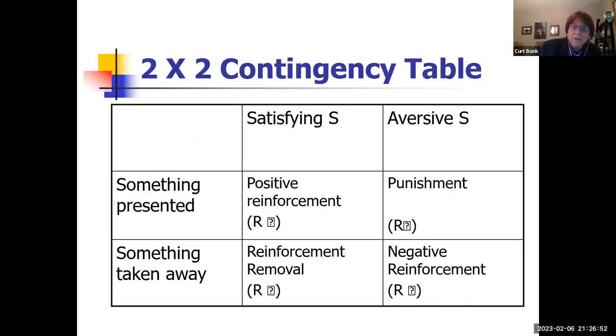And so we are at this table. We give something pleasant, it's positive reinforcement. We take something away that's aversive that they don't want, like the parking ticket, that's negative reinforcement. Whereas we give someone the paddle on the butt or the hands or wherever, that's punishment. Whereas reinforcement removal is taking away something that's pleasant.